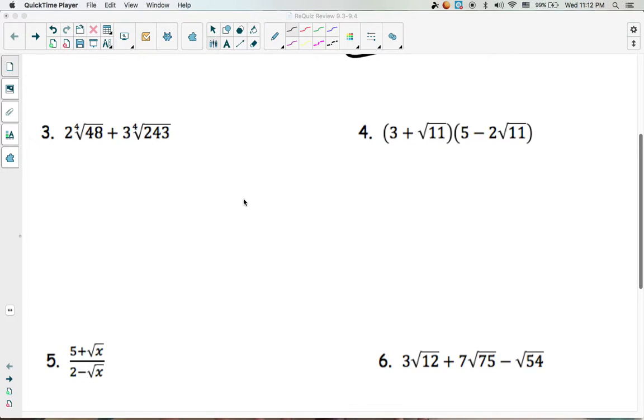Requiz review 9.3, 9.4, problems 3 and 4. For problem number 3, we're going to add two radicals together. Now, if you look at the radical portion, they are not the same. We have the fourth root of 48 and the fourth root of 243. So what we need to do first is simplify each radical.